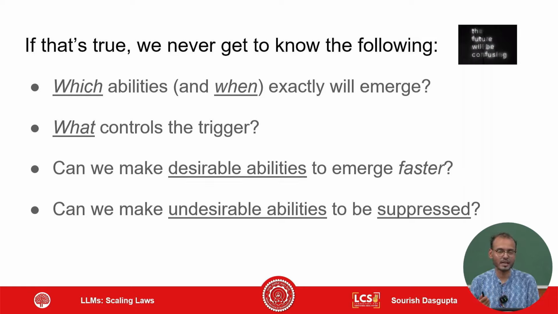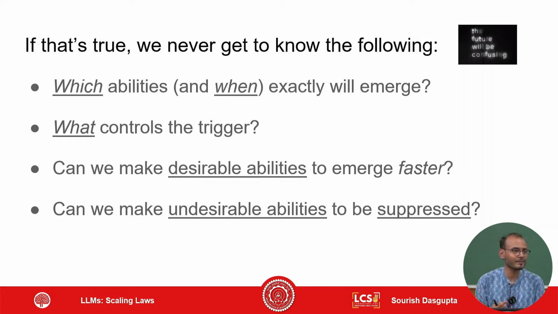So the problem is that we would never get to know which abilities are triggering and when they are going to trigger, right? If it is truly uncertain, then we will never get to answer the first question, which is a very important question. What controls the trigger? That's an even bigger and tougher question, which is the explainability part of it. Can we make desirable abilities emerge faster? That is where all the smaller language model research is going. If we know these are the desirable abilities, and they emerge at a certain point, can we bring it to an earlier point? Right? So can we do that?